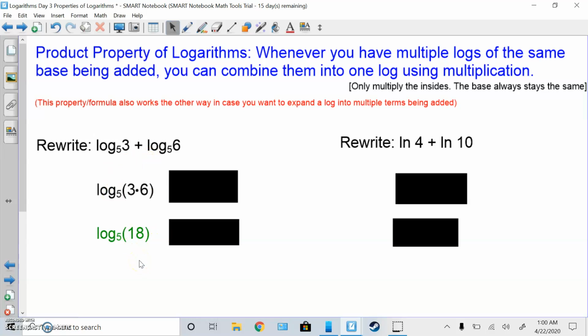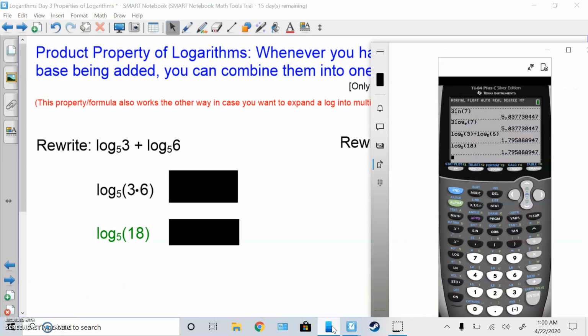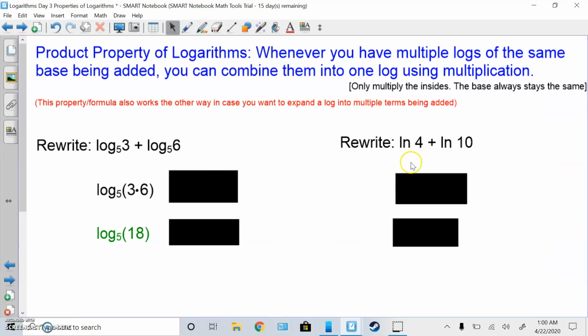So what else multiplies to 18? Maybe 2 and 9. So I could actually go back to the calculator and do log base 5 of 2 plus log base 5 of 9, because 2 times 9 is also 18. Same decimal. Alright, ln question.